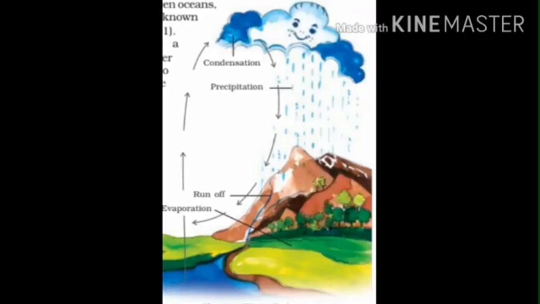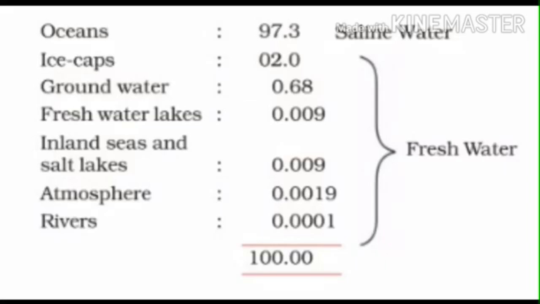Okay children, give some examples for fresh water and saline water. Fresh water is found in freshwater lakes, rivers and underground waters. Examples for saline water are oceans and seas. Okay children, we'll move on to the next topic.